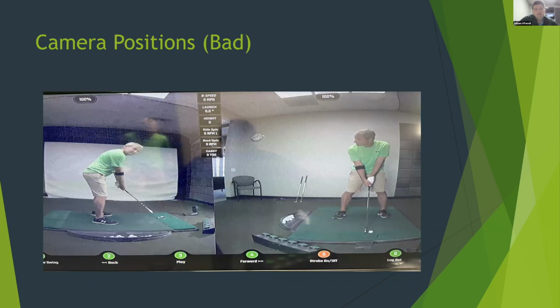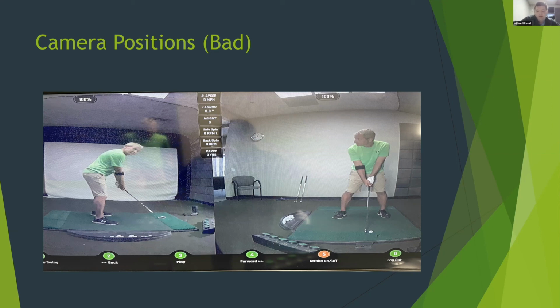So here's a quick little snapshot of bad camera positions. You'll see how the camera is slightly to the left of the player here on the left side. That's going to make it look like, as he brings the club back, maybe it's a little bit more inside. It'll definitely look like it gets steeper. On the right, as he would follow through, you won't see any of his follow through golf swing, right? So we want to make sure those are centered up quite well.